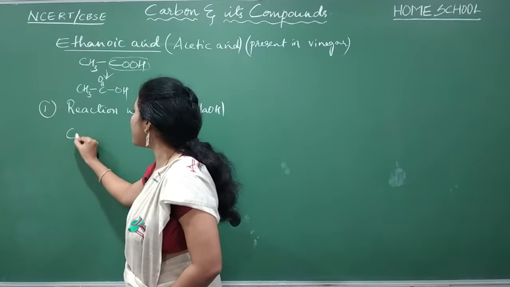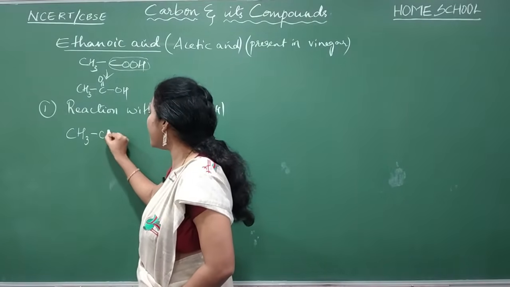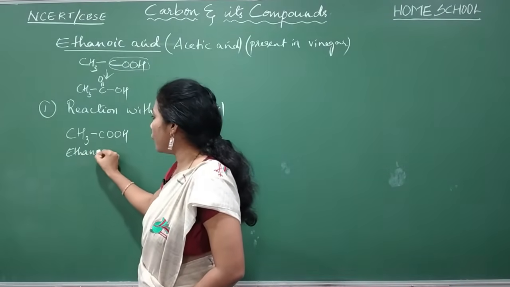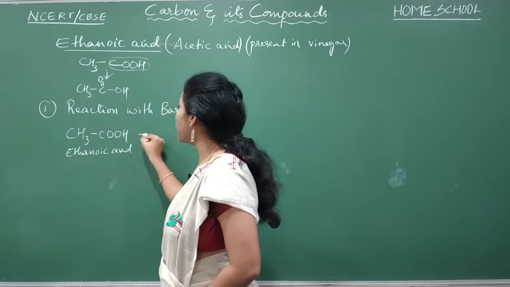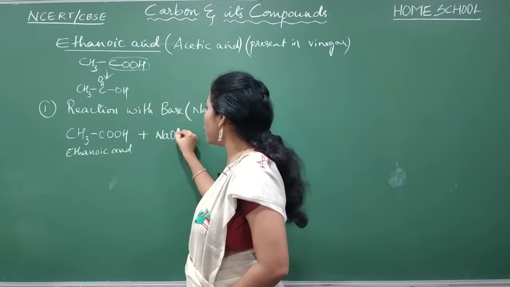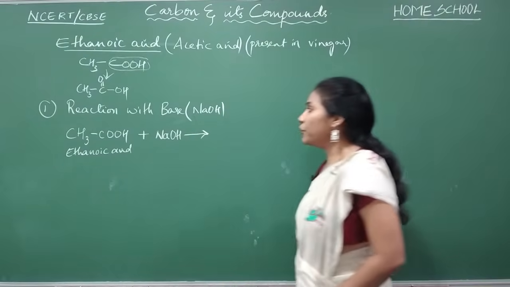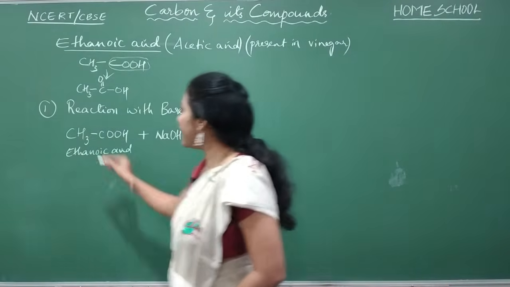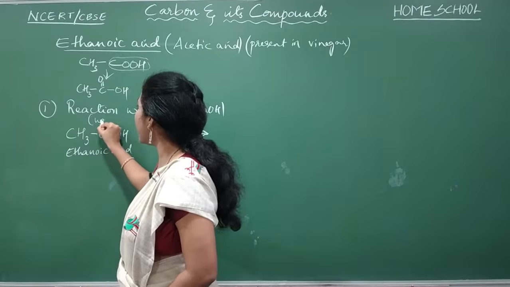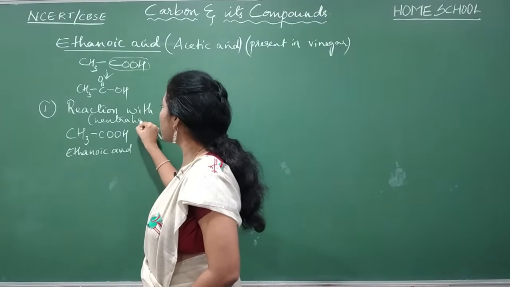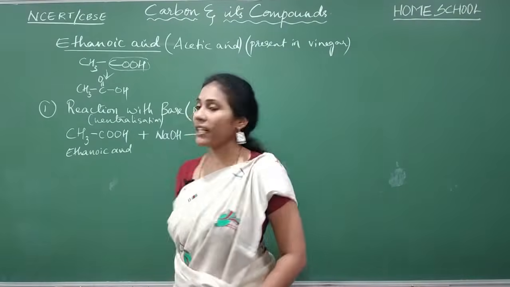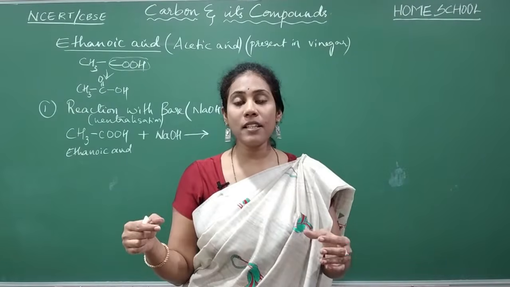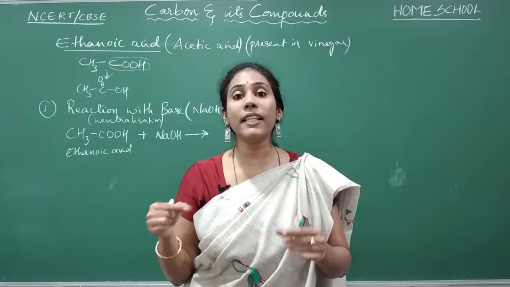So what happens here, guys? I will write the formula: CH3COOH. This is what? Ethanoic acid. We all know very well. And with whom is it reacting? With NaOH it is reacting. Can you write the product here? Which type of reaction is it? It is just a neutralization reaction. Yes or no? Which reaction? Neutralization. What happens in a neutralization reaction? Whenever acid reacts with a base, what do you get? Salt and water are formed.